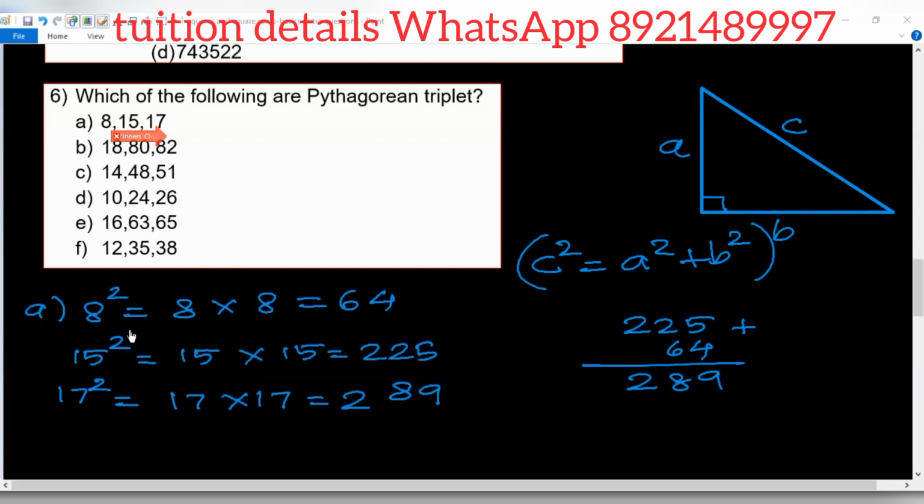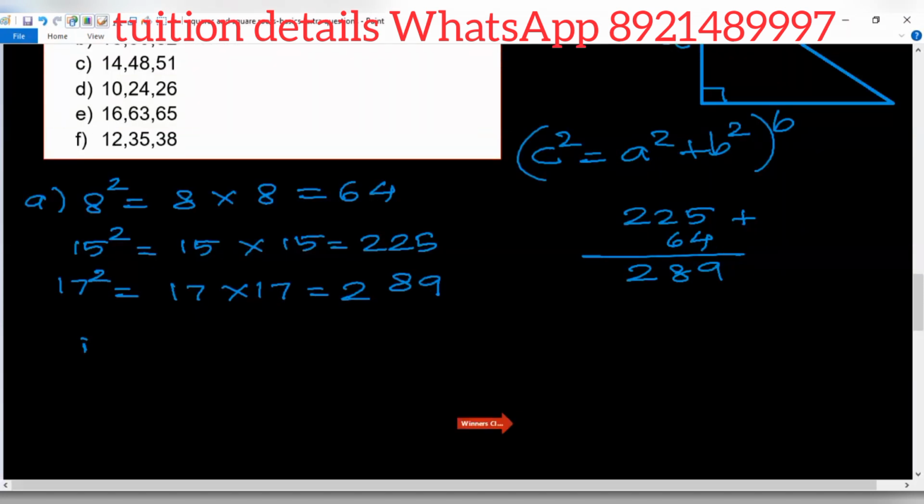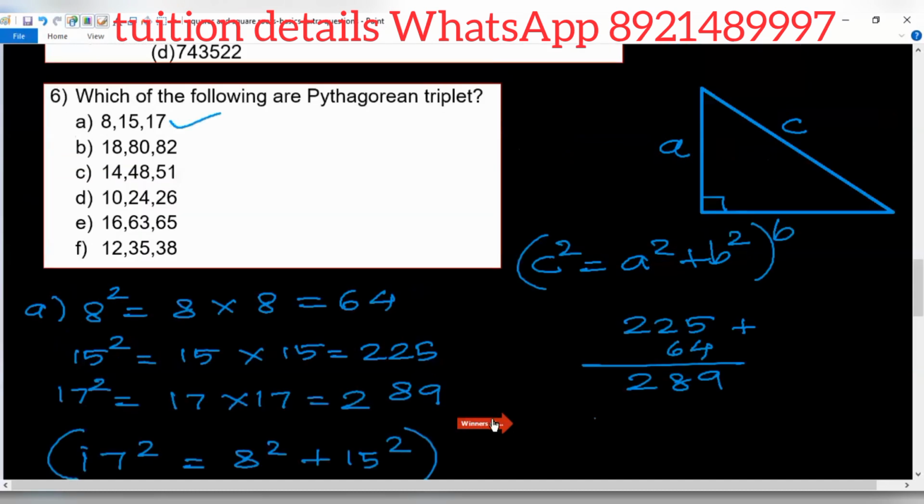And if we add 64 and 225, what we get is 289. That is, they obey Pythagoras theorem. So we can write it like 17 square is the same as 8 square plus 15 square. Okay, so it is a Pythagorean triplet. So I'll notate it like this. Putting a symbol like this means it is a Pythagorean triplet in this question. Okay. Next one, 18, 80, and 82.